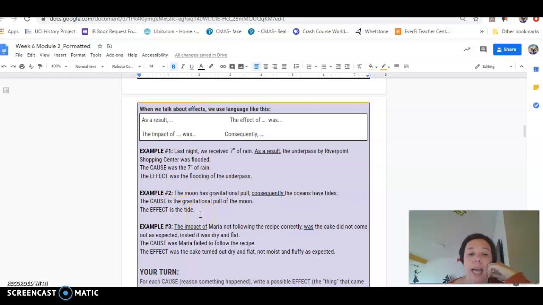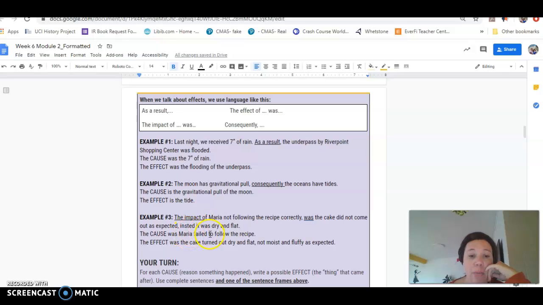And then the last example. The impact of Maria not following the recipe correctly was the cake did not come out as expected. Instead, it was dry and flat. The cause was Maria failed to follow the recipe, and the effect was the cake turned out dry and flat, not moist and fluffy as expected.